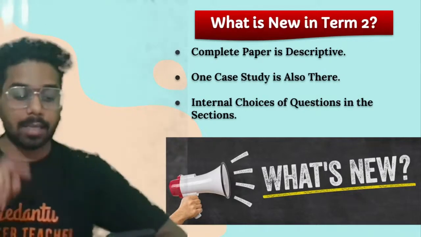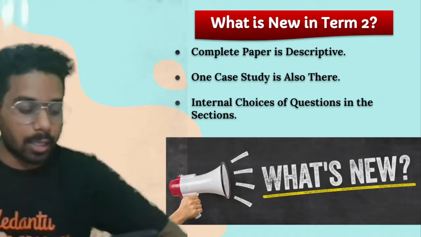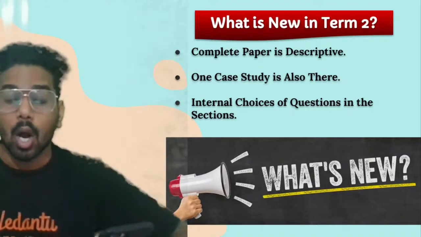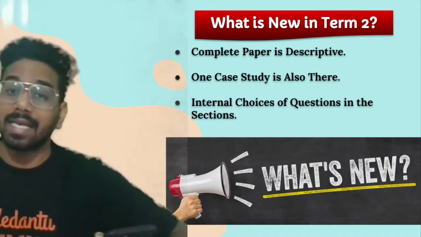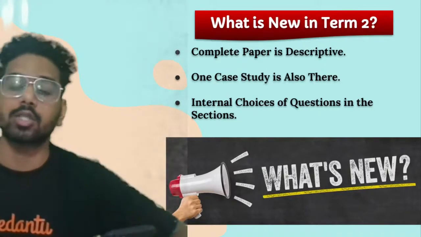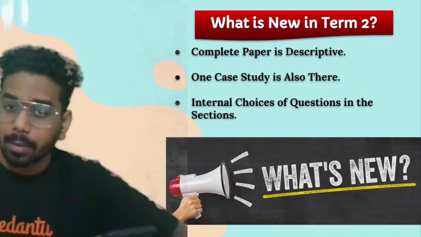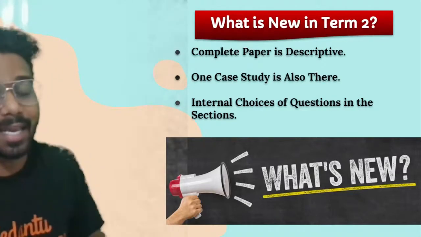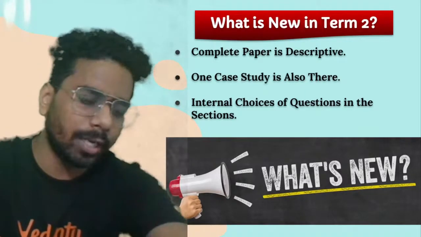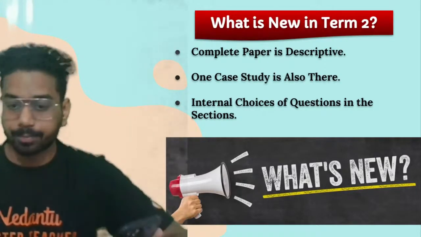Okay, after this, let's move to the second point. Here the general instructions are also written, so let me read them once. This paper has 3 sections, A, B, C. There are 3 sections, and there will be internal choices of the questions in the sections. Every section will have internal choices. And definitely, as in the objective paper of Term 1, you are going to have a case based study here too. So it is not going to be difficult. You are directly asked concept based questions. That is what a case based study means.